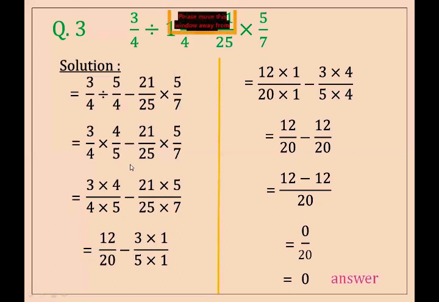In the next step, according to DMAS rule, firstly we have to solve the multiplication. These two fractions, 3 upon 4 and 4 upon 5, are multiplied with each other, and 21 upon 25 and 5 upon 7 are multiplied with each other.